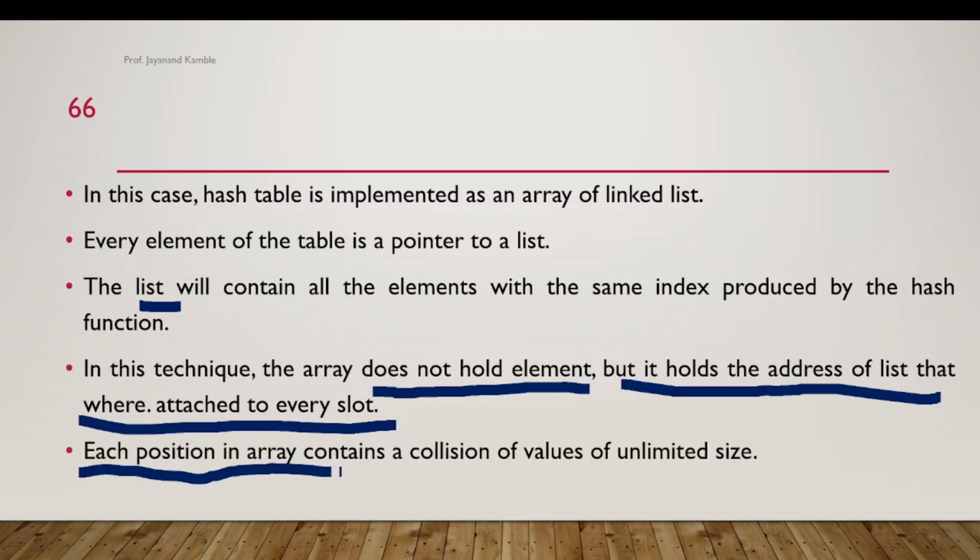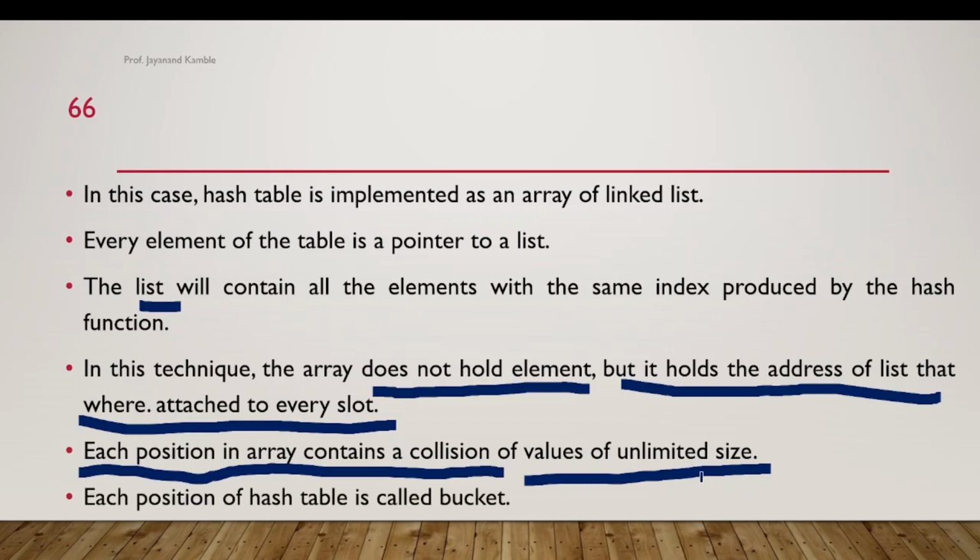Each position in the array contains a collection of values of unlimited size. Why unlimited size? Because we are using a linked list, and in a linked list there is no limitation on size. So every position will have a linked list of unlimited size, and any number of elements can be placed. Each position of the hash table is called a bucket, because every position is going to have many elements.